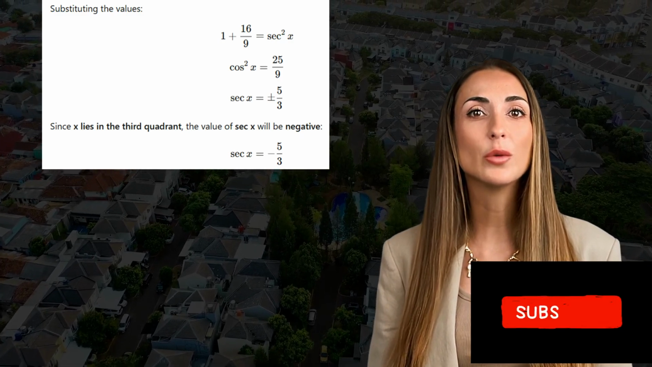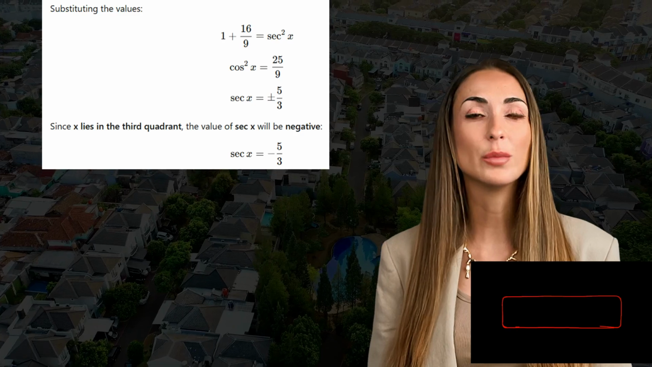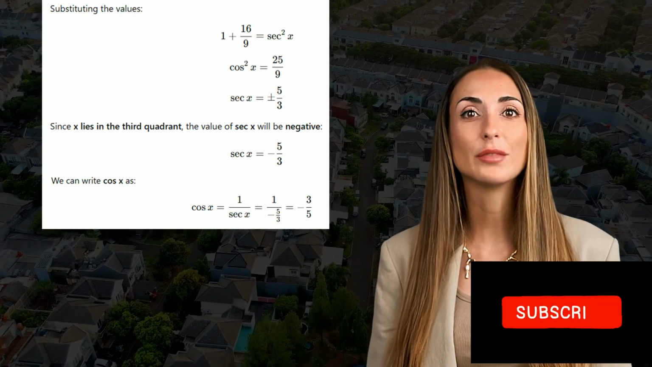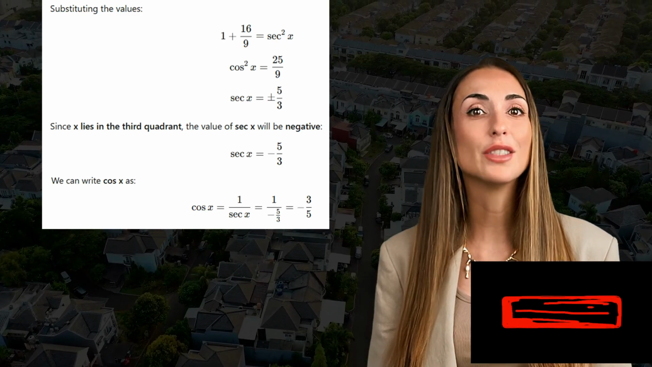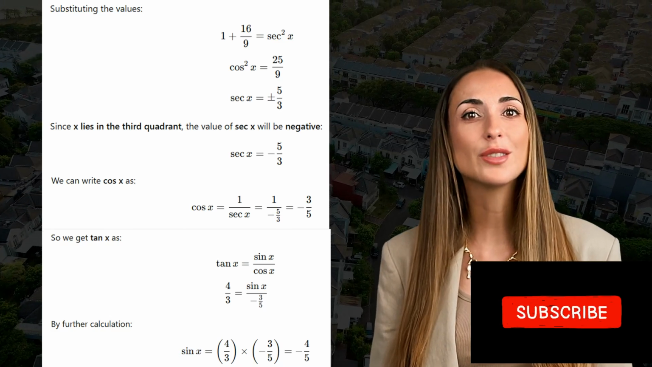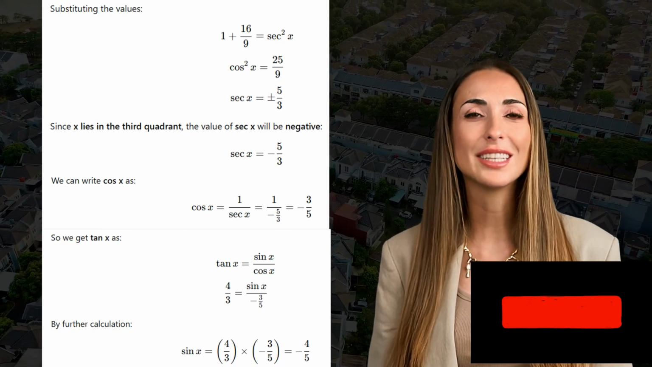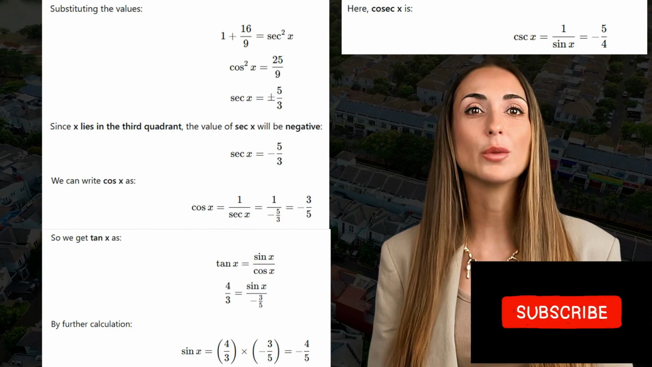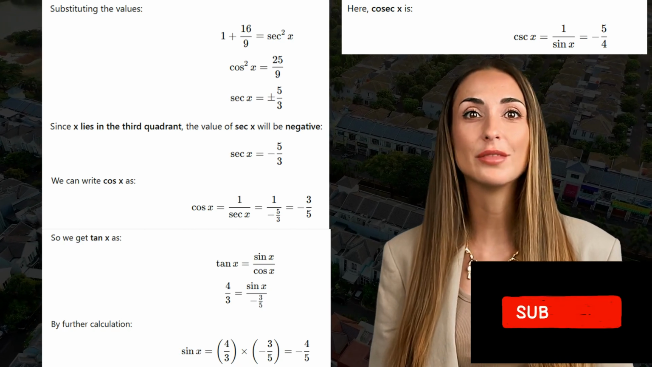As x lies in the third quadrant, sec x will be negative, so it becomes sec x equal to minus 5 by 3. As we know cos x is the inverse of sec x, it becomes minus 3 by 5. Now in the same way, we will substitute the values in the equation. We get the value sin x equal to minus 4 by 5. As we know cosec x is equal to the inverse of sin x, which is equal to minus 5 by 4.